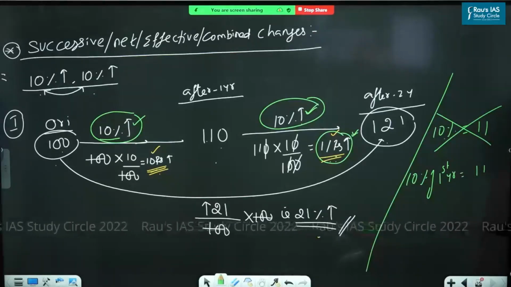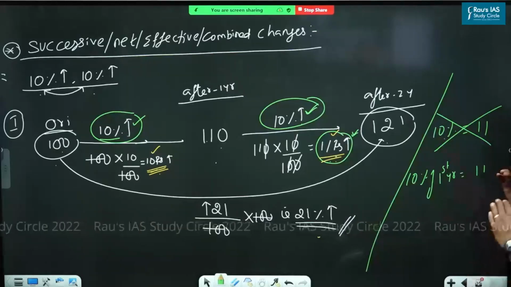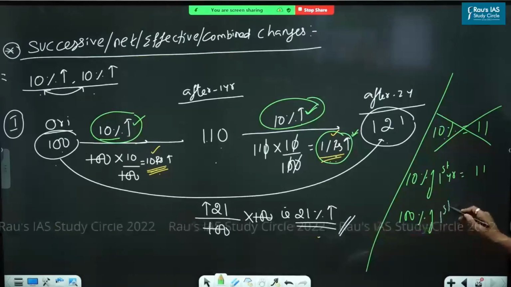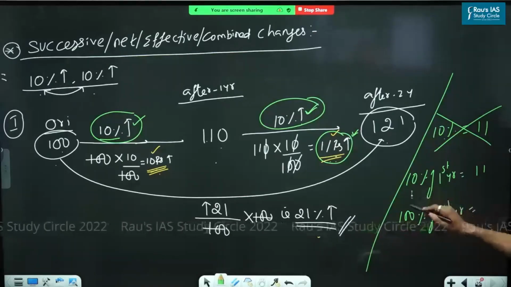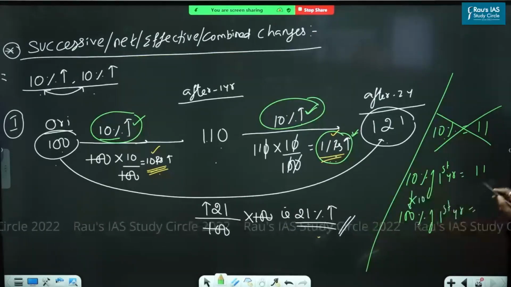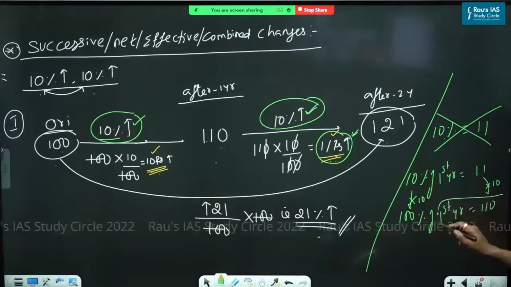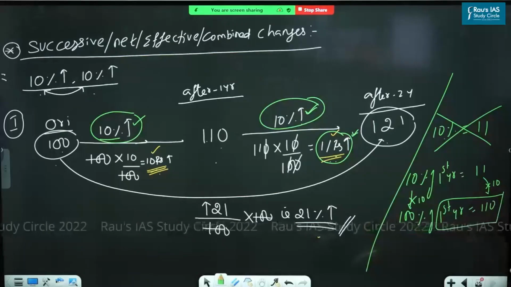All understood? What is the total first year income? That means 100% of first year income. How does 10 become 100? Multiply by 10. Same multiply by 10, so our first year income is 110. Understood? All understand. Come to here.